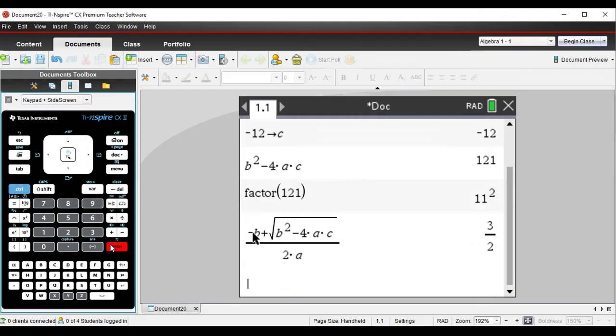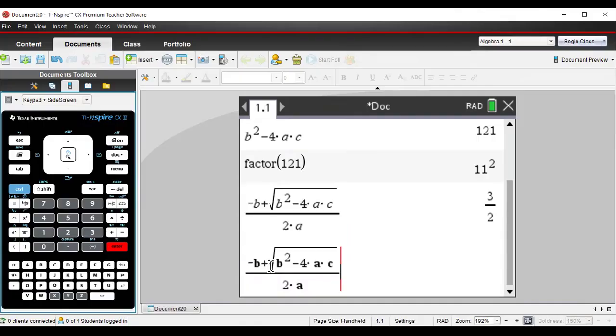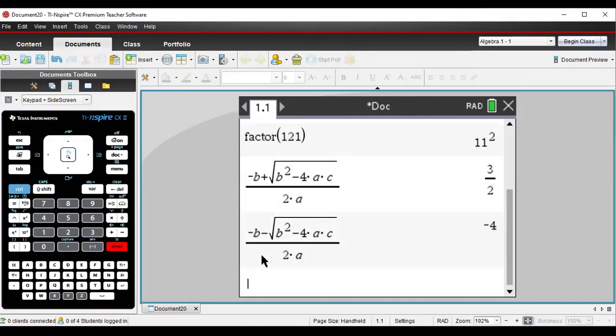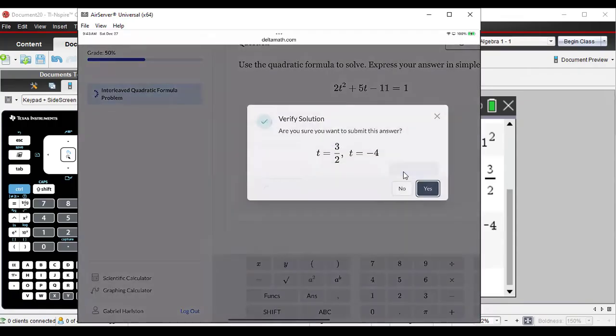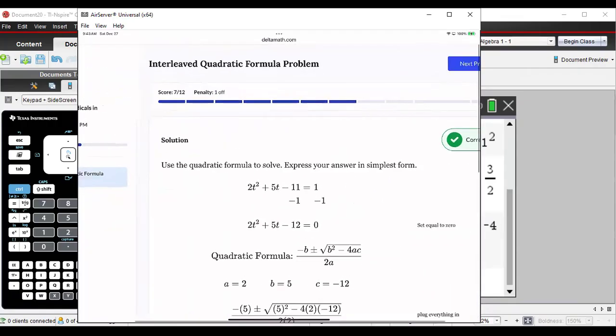Okay, so I'm entering this 3 divided by 2. And then our second solution, if we copy this and change the plus to a minus, is going to be negative 4. So we're going to put a negative 4. I'm just going to show you what I entered, and then I'm going to submit this. And it tells me, nice job.